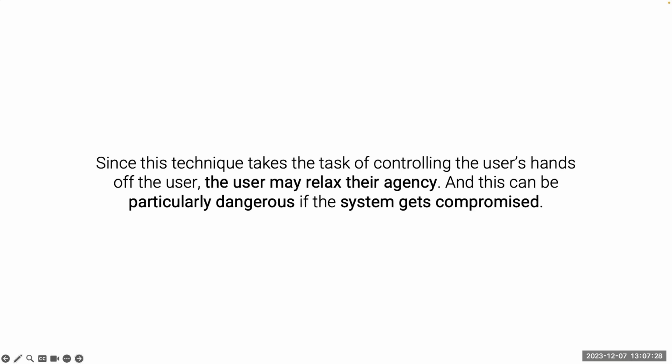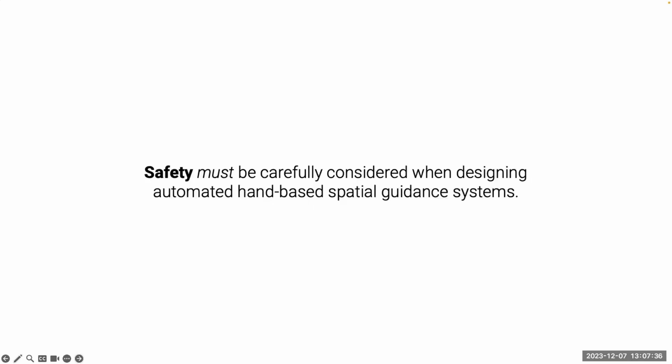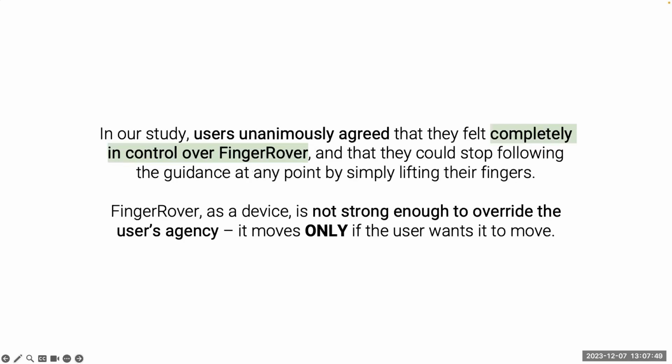remaining in this one. The user may relax their agency, but it can be dangerous if the system gets compromised, and there can be some serious risks. So I think this automated hand-based guidance can be a promising technique, but safety must be really carefully considered when designing this type of system. And in our study, we also asked users about what they feel about their agency or their control over this robot.